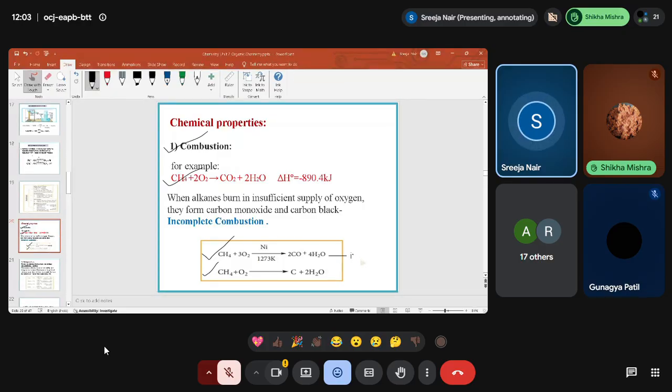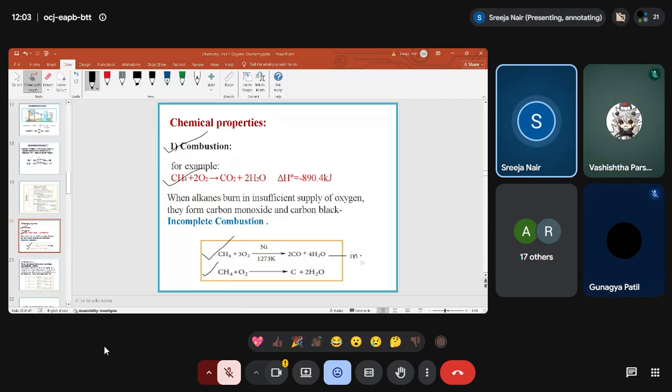So here it is insufficient amount of oxygen. Here you write it for insufficient amount, and here you write it for limited. Very limited amount of oxygen. These two reactions, please note down in your notebook.